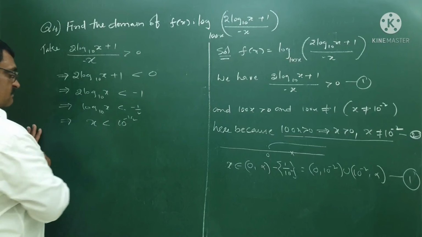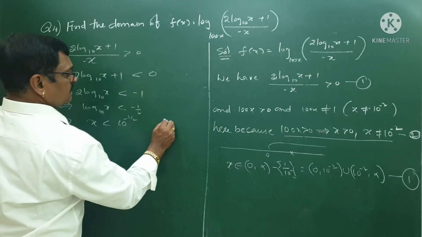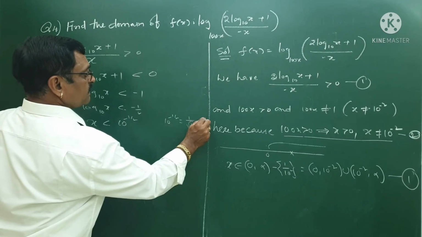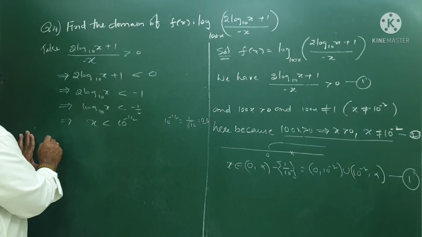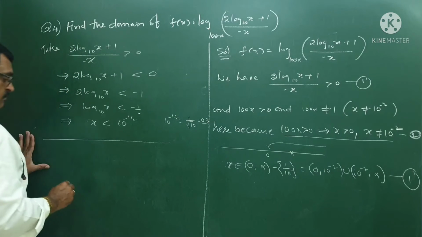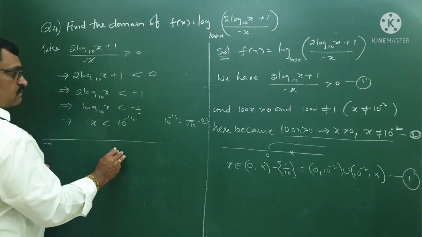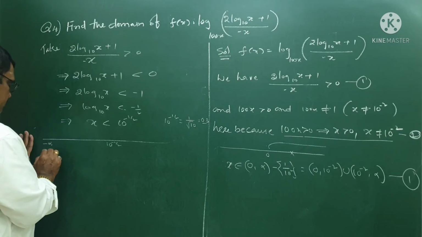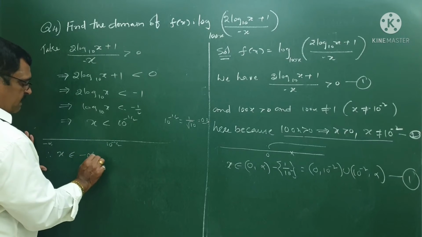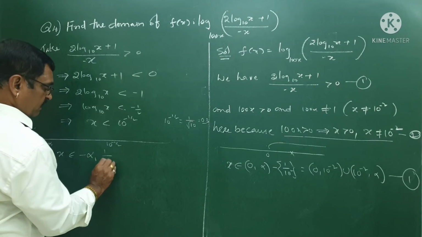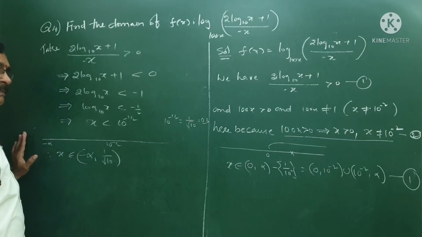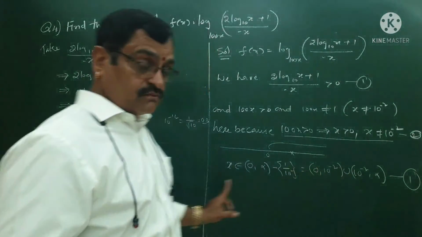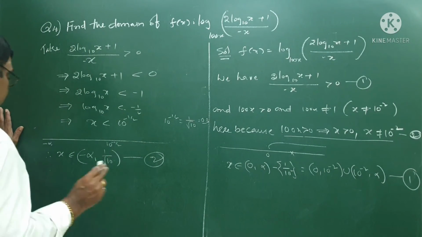So x is less than 10 to the power of minus 1 by 2, which is 1 by root 10, about 0.3 something. So here we have all the values from minus infinity to 10 to the power of minus 1 by 2. Therefore in this case we got x belongs to (minus infinity, 1 by root 10). This is number 2. Now you have to take the intersection of these two. Again, I will take the real line.